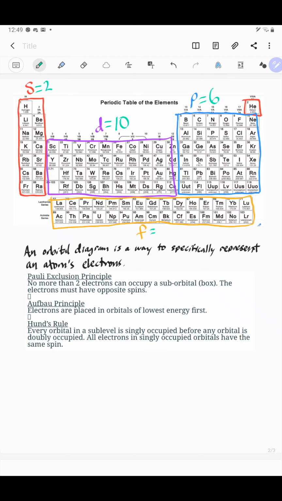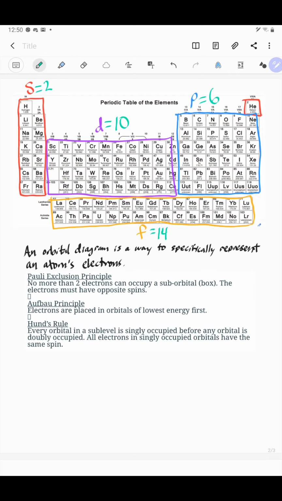The F block is a little bit more confusing because for whatever reason it appears to be 15 wide, but there's 14 electrons that it can hold. So we're just going to remember that it can hold 14 electrons, but the reasoning for why it's 15 wide, we won't get into that. You can email me if you have questions with that. So the orbital diagram is a way to specifically represent an atom's electrons. And we have these different orbitals that the electrons are going to reside in that can hold a certain number of electrons in each.